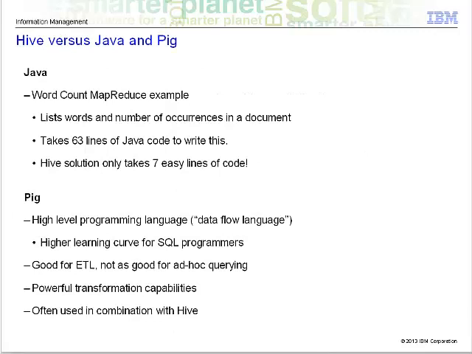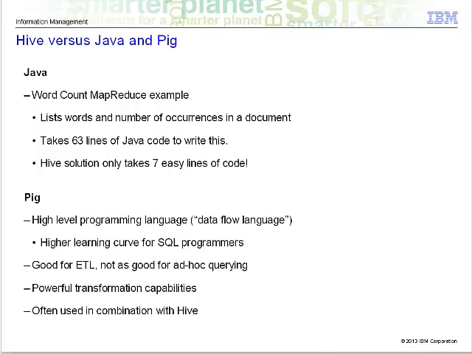Let's compare Hive to a couple of common alternatives. An example often used is that of the word count program. The word count program is meant to read in documents on Hadoop and return a listing of all the words read in, along with the number of occurrences of those words. Writing a custom MapReduce program to do this takes 63 lines of code. Having Hive perform the same task only takes 7 easy lines of code.